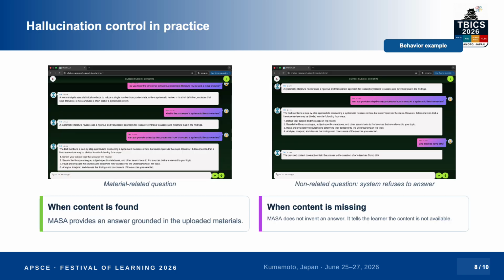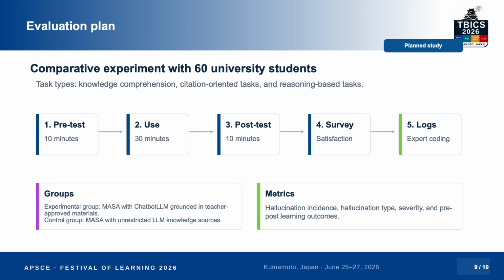This slide shows the most important practical behavior. On the left, the learner asks a course-related question. MASA retrieves relevant content from the uploaded materials and provides an answer. On the right, the learner asks a question that is not supported by the course materials. In this case, MASA does not try to be helpful by inventing an answer. It clearly tells the learner that the provided context does not contain the answer. This is a small design choice, but pedagogically it is very important. In education, saying, "I cannot find the answer in the provided materials," is much safer than giving a fluent but unsupported response.